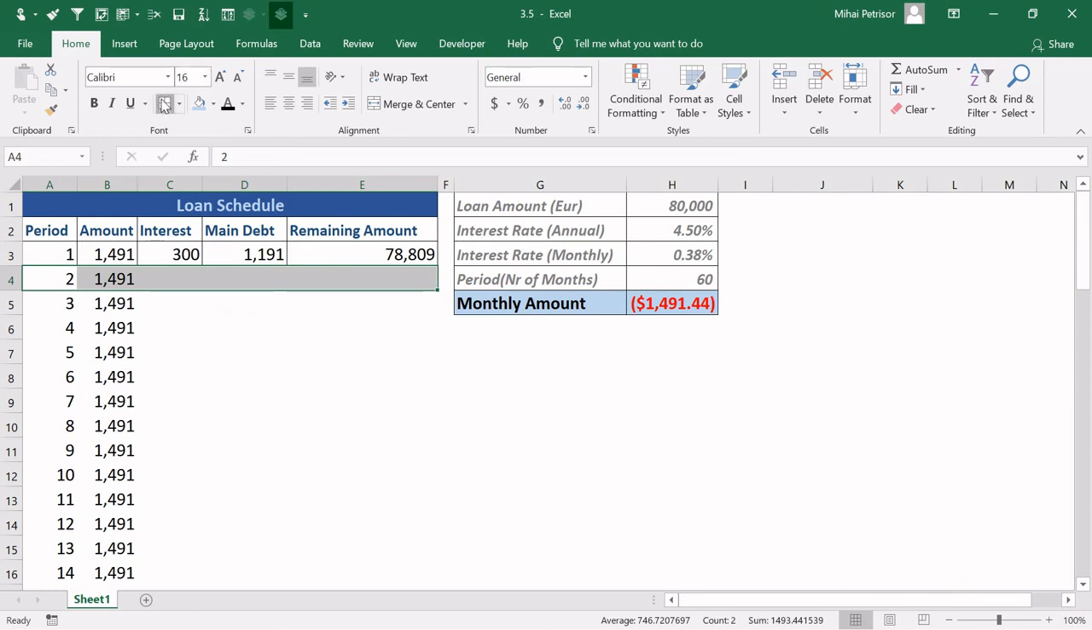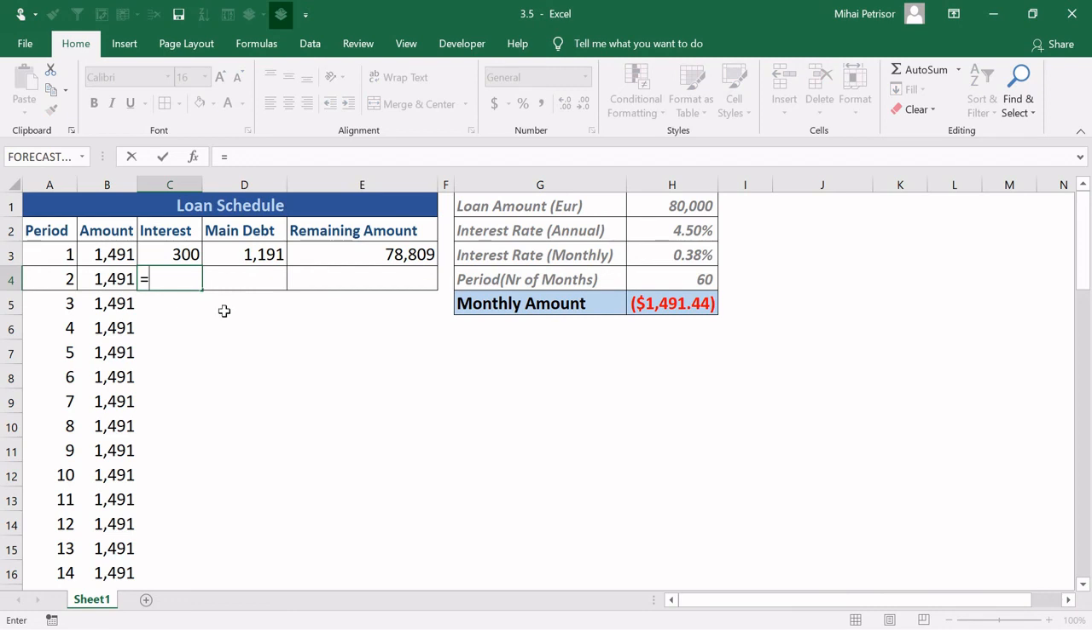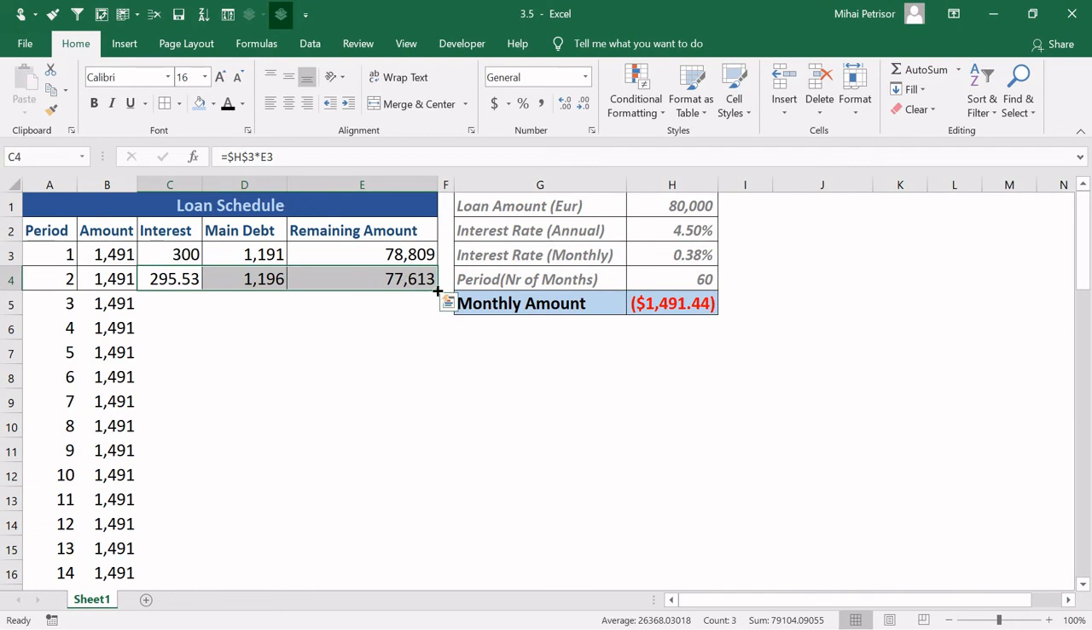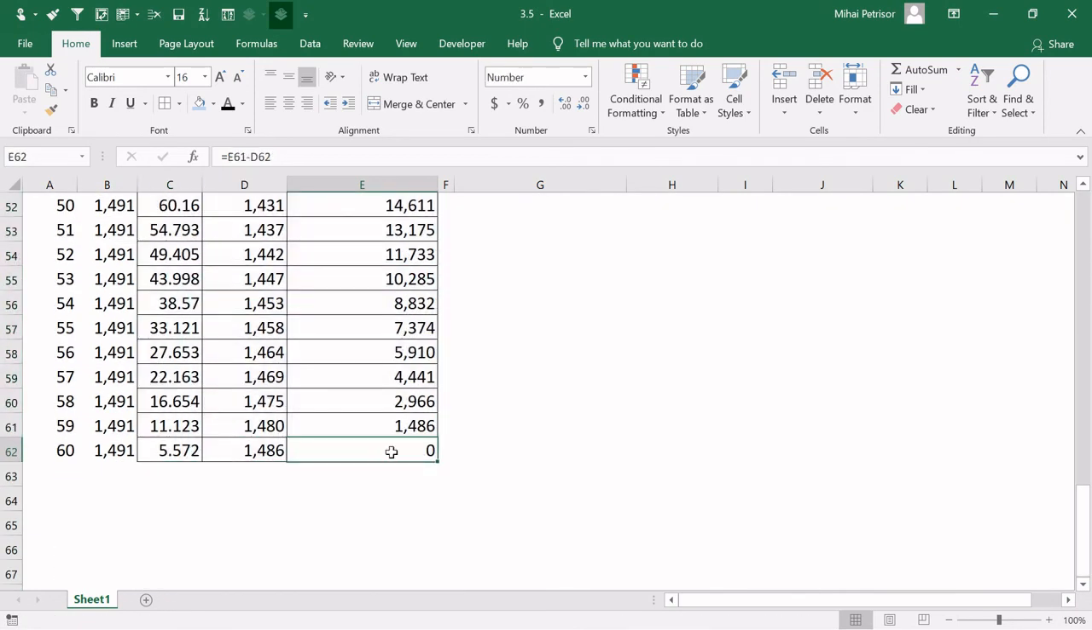The second one will be the same, but we will find a way to set it up for the whole schedule instead of doing it manually until the 60th period. The interest value for the second period will be equal to the remaining amount multiplied by the monthly interest rate, and I will freeze this value. Then the main debt will be equal to the amount minus the interest value, and the remaining amount will be equal to this one minus the main debt. And now, hopefully, if we copy, we will get to 0 remaining amount.